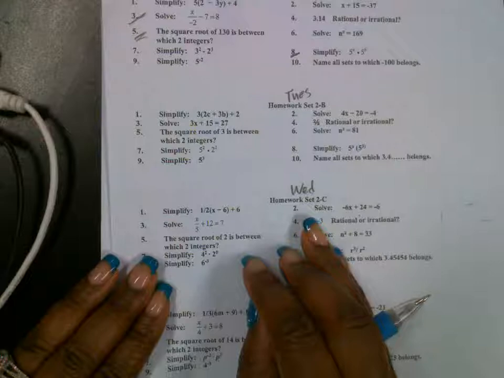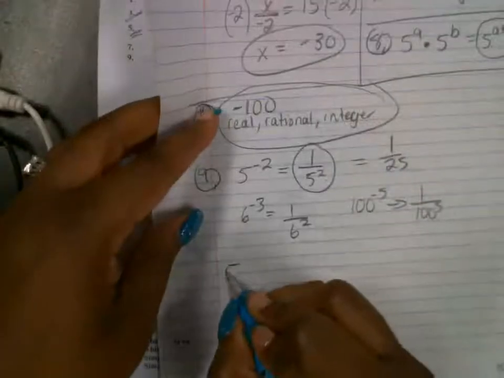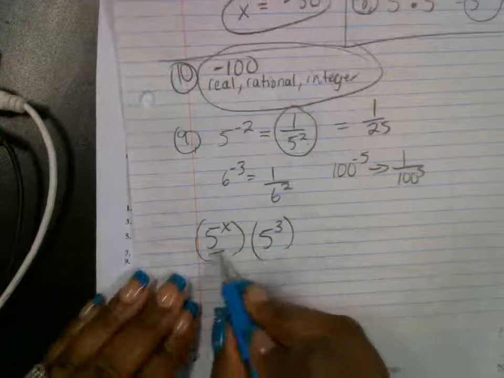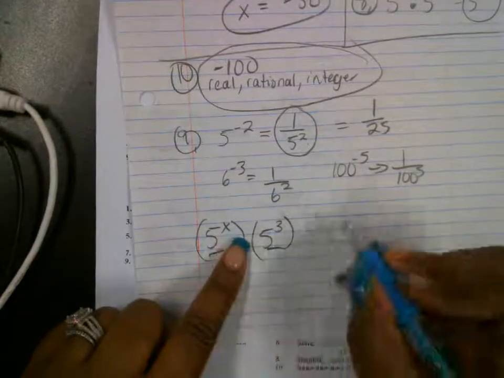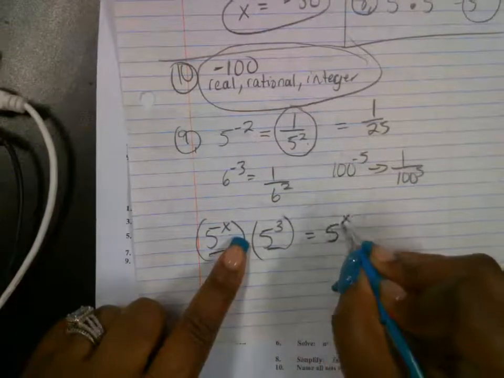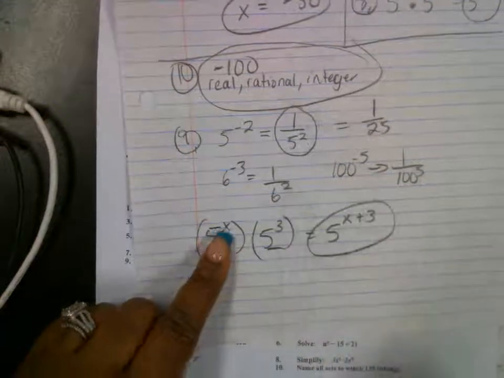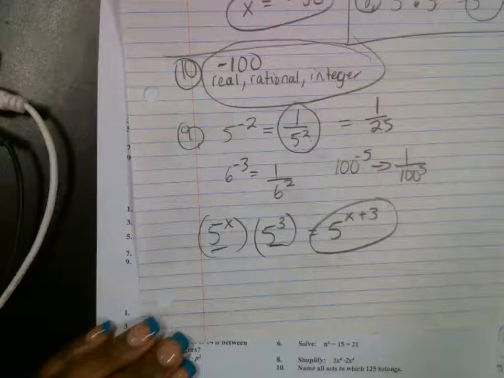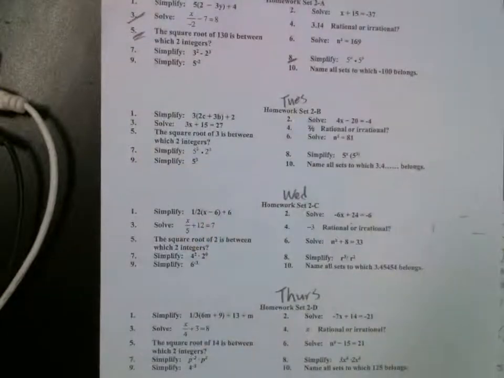Number 8. You have 5 to the x power times 5 to the third. The bases are alike, so you just add these exponents. So this is going to be 5 to the x plus 3. Okay, you got it? If after the lesson you still don't understand those, just tell me, okay?